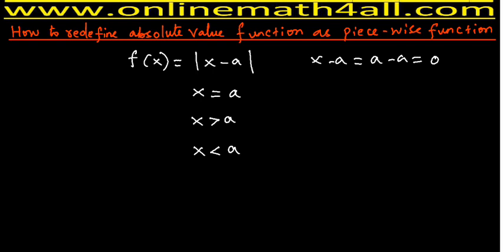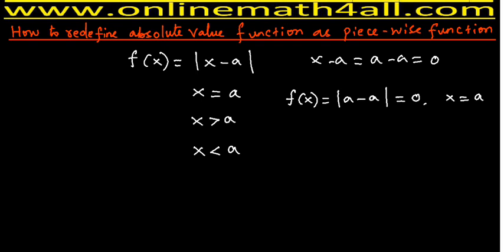Okay, first let us see what happens to the function f of x if x is equal to a. So we have f of x is equal to absolute value of x negative a. In this, if x is equal to a, we have to replace x by a. So a negative a will become 0. Absolute value of 0 is the same 0. So it happens for x is equal to a.